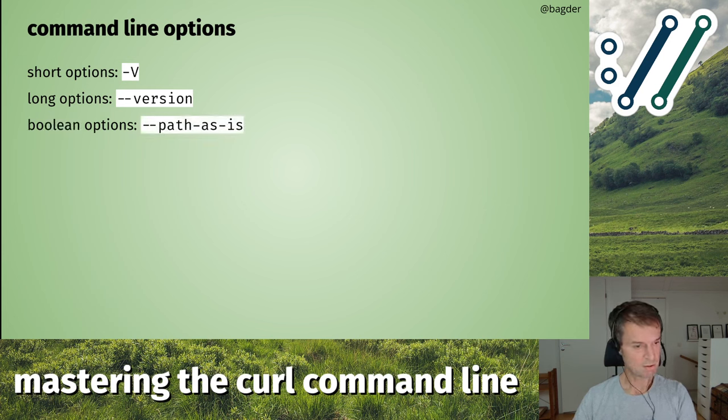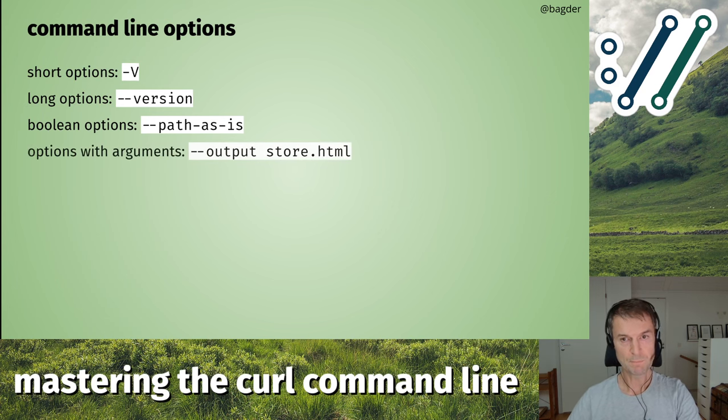Some of the options, or a lot of them actually, are just Boolean. You just put them there. It's enabling this. Here's an example, the --path-as-is option. It switches it on, like a light switch. We switch on path-as-is. We want curl to do path-as-is, so we use this option.